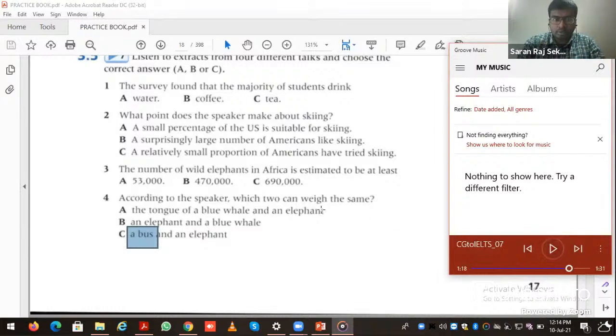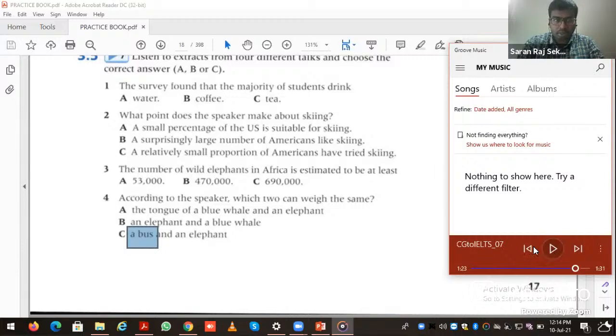So here they are mentioning that the elephant can weigh between, and it is equal to the tongue of a blue whale. In fact, a blue whale can weigh 15 times more than an elephant. So here, "in fact" means they are trying to explain in detail. So if they mention any contradicting words like however, but, or in fact, we have to listen to the audio carefully, because they are trying to change the answer, or they're going to mention some additional information.